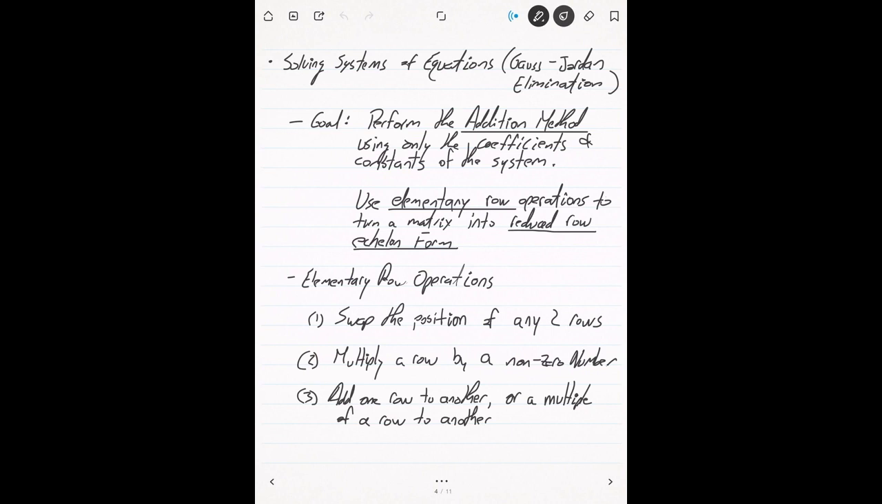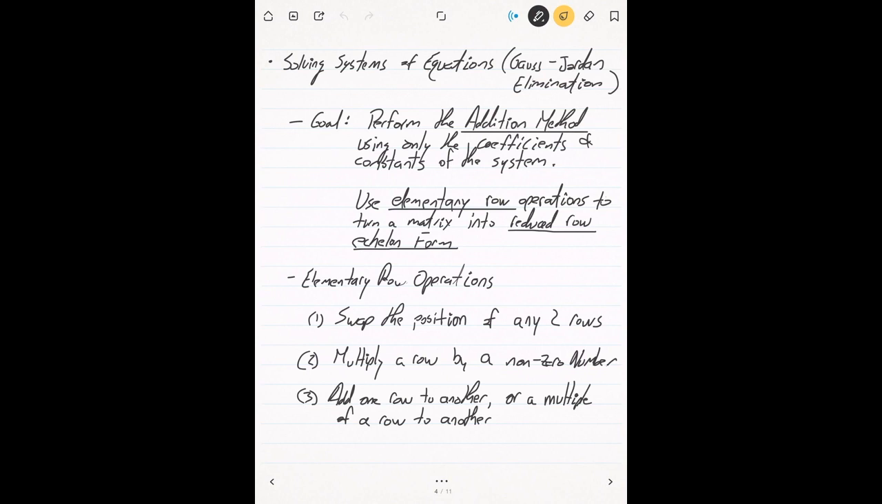Now let's go ahead and actually get into solving a system of equations using a matrix. The technique we're going to use is called the Gauss-Jordan elimination method, sometimes referred to as the Gaussian elimination method. It's credited to the mathematician Gauss, who I believe lived in the 1800s. Really, what we're going to do here is attempt to perform the addition or elimination method using only the coefficients and the constants in the system. If you go back and look at what we did whenever we used the addition or elimination method, we just manipulated the coefficients and added them together, right?